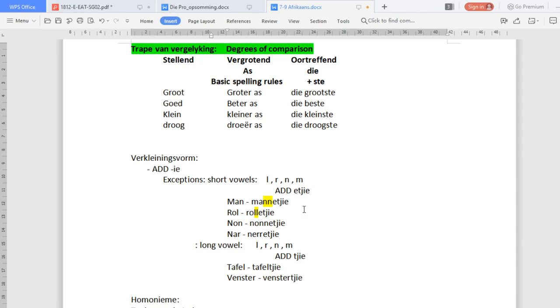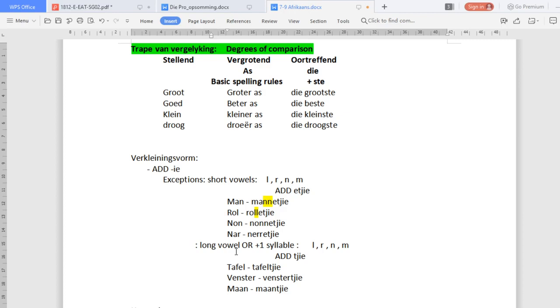and let's think of a word with an N. Maan. Maantjie. Okay. Now let's have a look what I did here. I said long vowel, except tafel and venster does not have a long vowel. But both tafel and venster is more than one syllable. So all of these rules are with long vowel or more than one syllable. Okay.